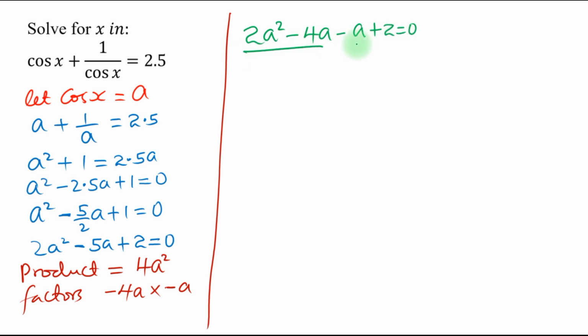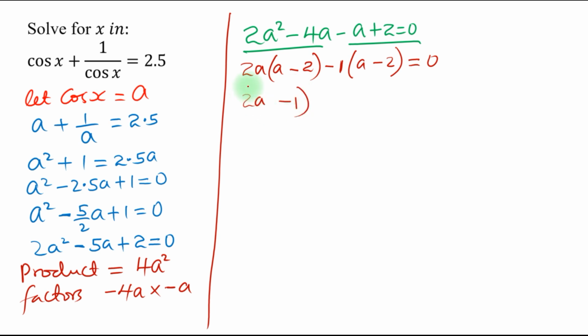Therefore, take them into pairs and factor out what is common. So here 2 is common and a is also common. So we shall have 2a. 2a squared divided by 2a, we have a. Then minus 4a divided by 2a, we shall have minus 2. Close the bracket. Then the second part, minus 1 is common. So minus a divided by minus 1, we have a. 2 divided by minus 1, we have minus 2. Close the bracket, will be equal to 0. Therefore, take 2a minus 1, then we multiply by a minus 2. You can see they are in common, will be equal to 0.